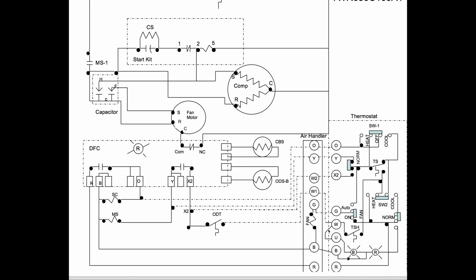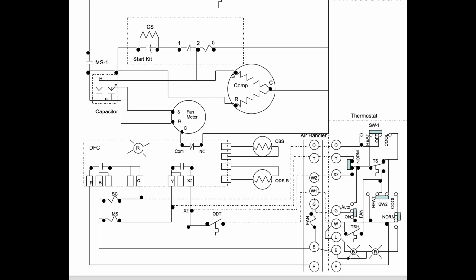Now, note, whenever you're going to second stage heat, if it's an electric furnace, the electric furnace will be downstream of the heat pump coil. If the elements were upstream of the coil, they would feed high temperature into that coil, and of course that would increase the compressor head pressure beyond normal limits and would probably damage the compressor.